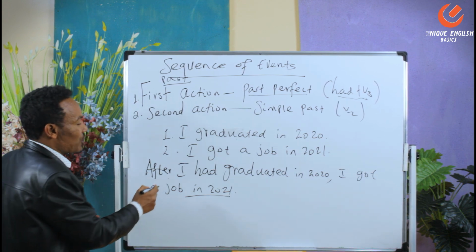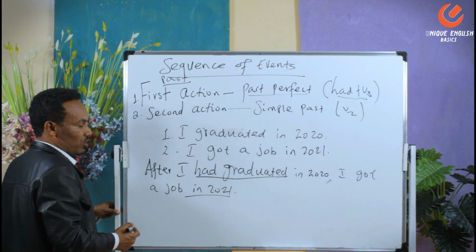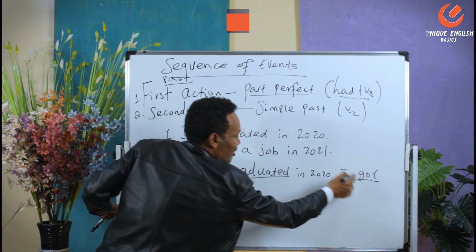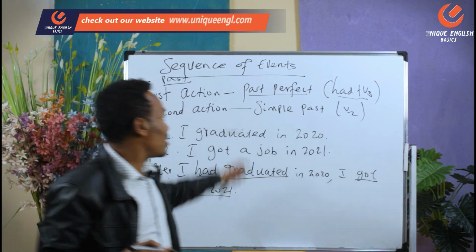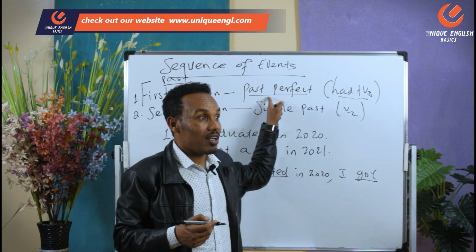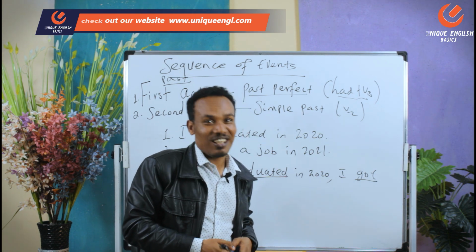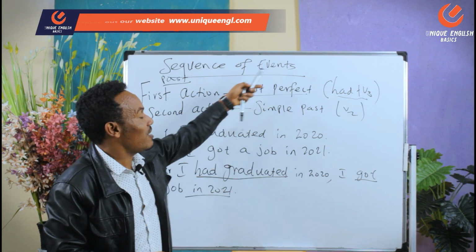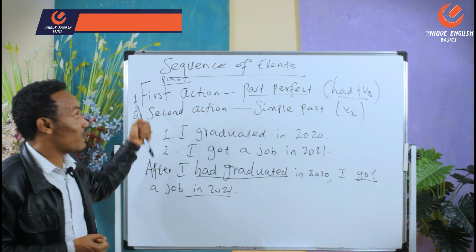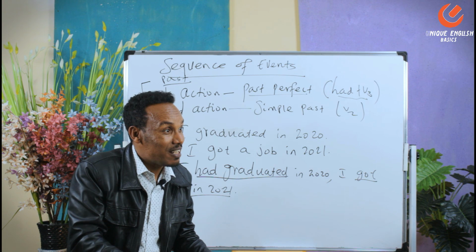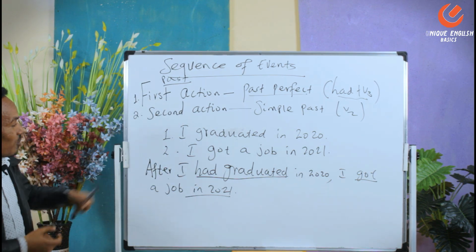When I join the two sentences into one, I add had to this one, had graduated, and the other one stays as it is, got a job. So why? Because the first action has to be expressed using past perfect tense, and the second action is expressed in simple past tense. That's very good.